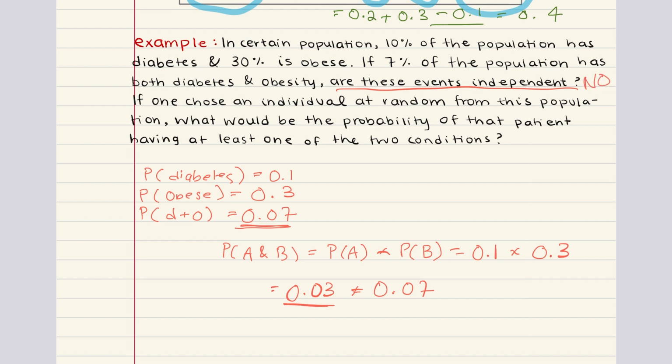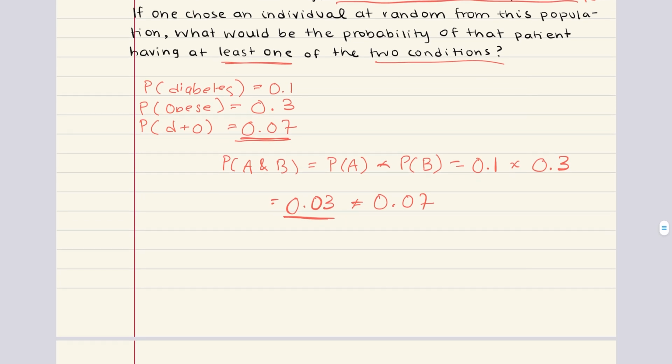Now, the second part of this question wants us to calculate the probability of at least one. What is the probability that a patient has at least one of the two conditions? To find the probability of an individual having at least one of the two conditions, diabetes or obesity, we're going to use the formula for the union of these two events. The probability of A or B is equal to the probability of A plus the probability of B minus the probability of A and B. And this term helps us account for the overlap.